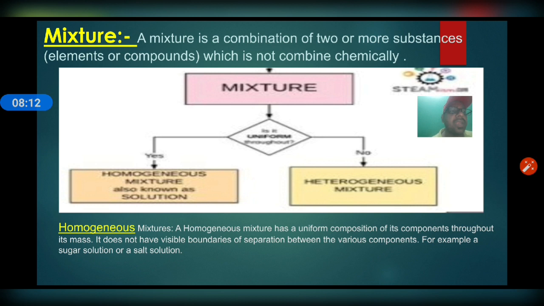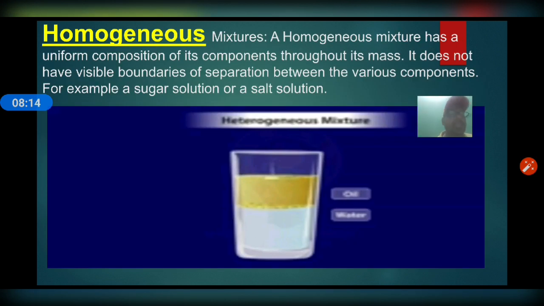And in the case of a heterogeneous mixture, before starting, I want to give you some examples. What is a homogeneous mixture? A mixture has a uniform composition of its components throughout its mass. It does not have visible boundaries of separation between the various components. For example, sugar solution or salt solution. It is very clear. You can see in the video also.